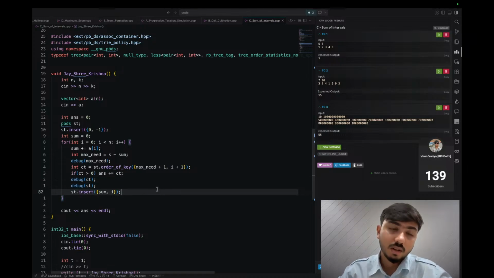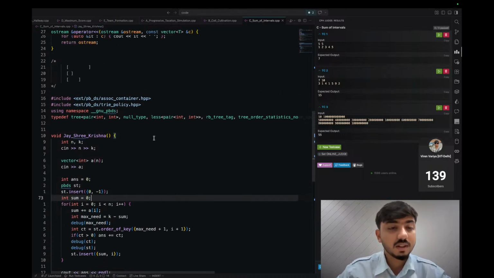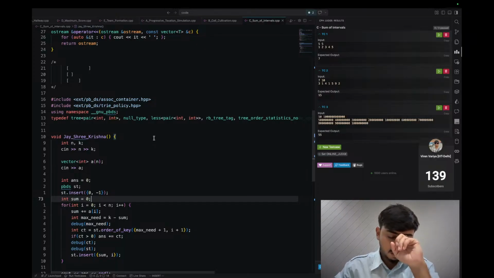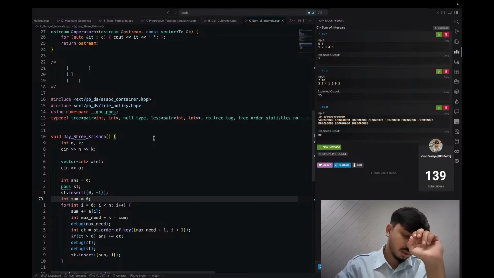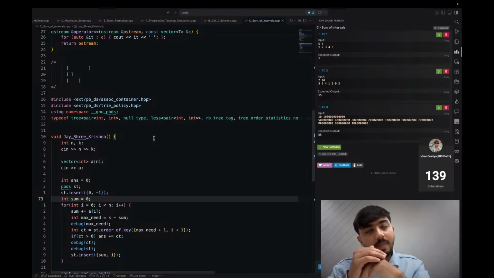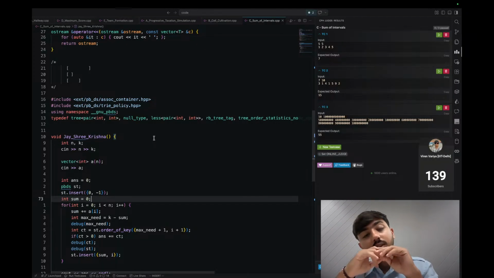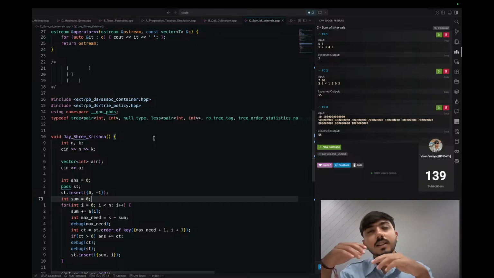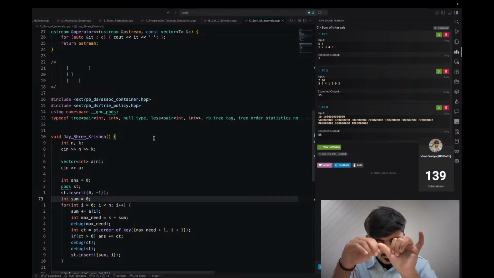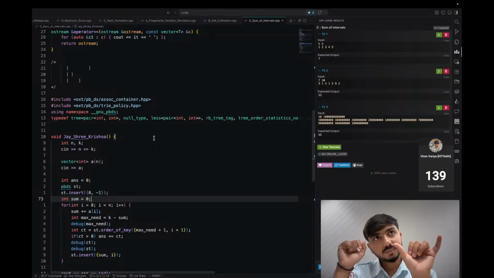See, I know it is doable with a policy-based data structure. It is doable. It can also be doable with a lazy segment tree. Like the lazy segment tree, what it does is get a sum of a range in log n time.